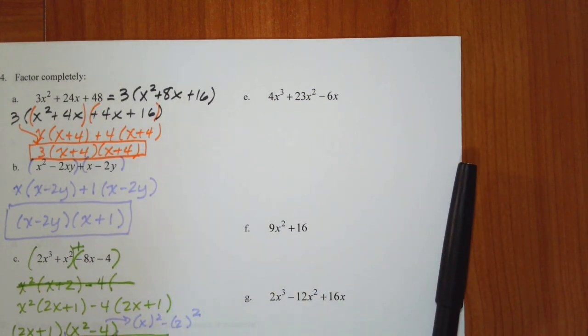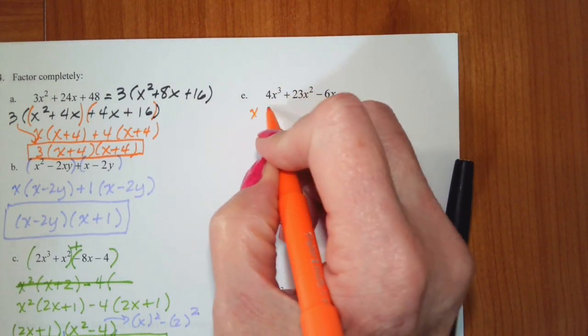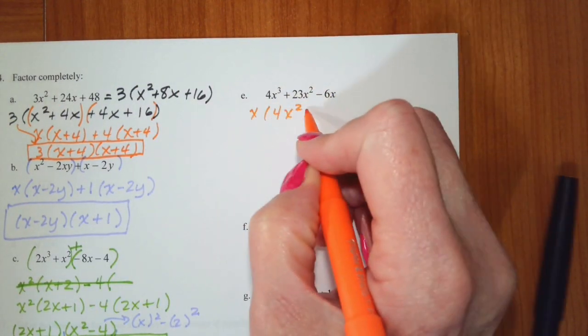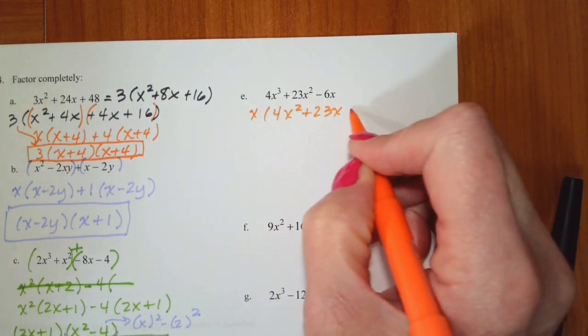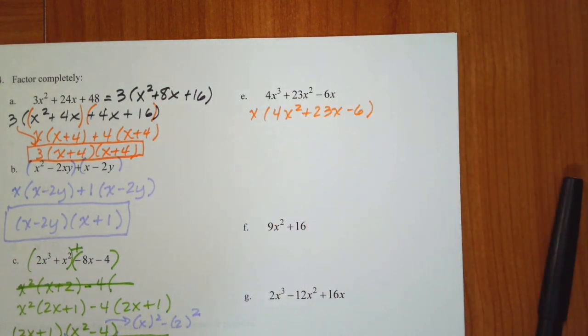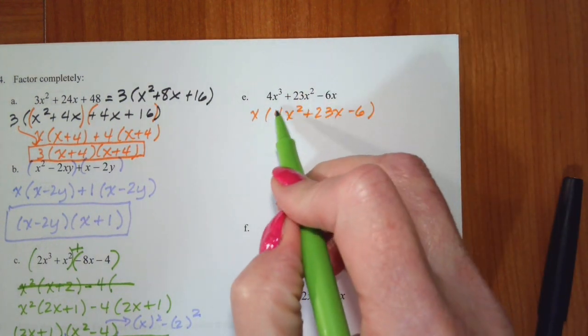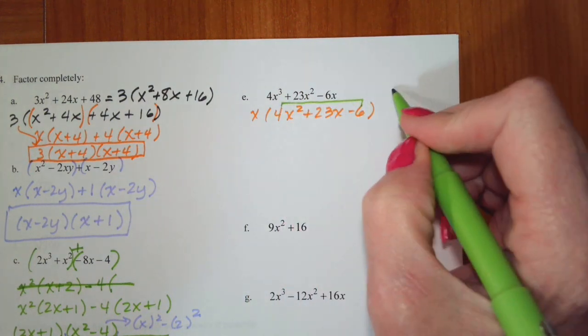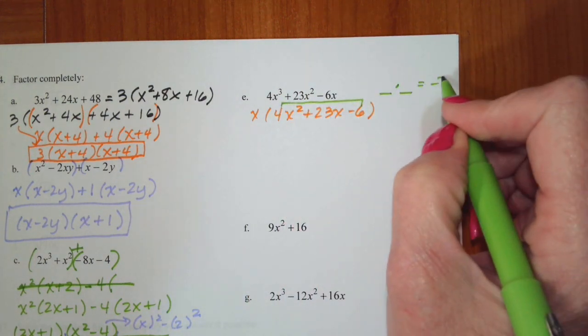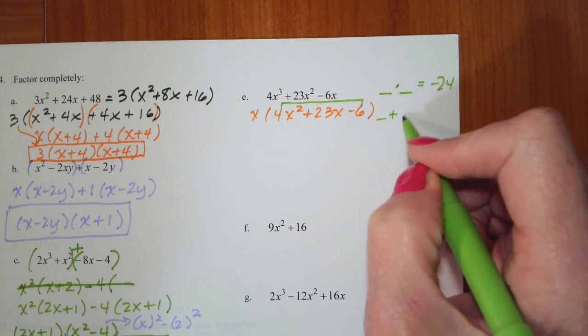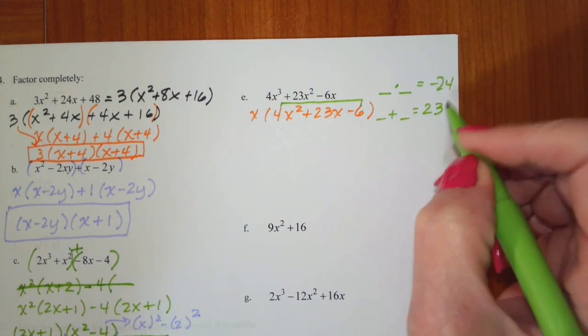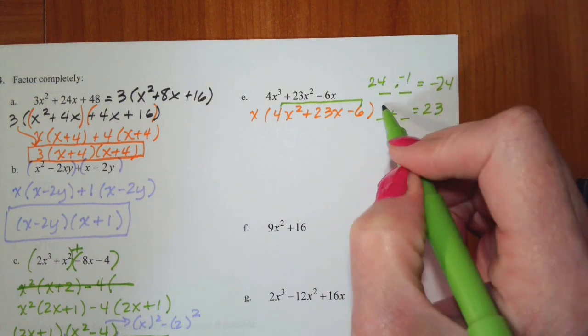Okay, E. There is a greatest common factor of x. So I can factor out an x, and I'm left with 4x squared plus 23x minus 6. Now I'm going to have to factor this. Since I have a leading coefficient other than 1, I'm going to have to multiply these. So I'm looking for 2 numbers whose product is negative 24 and whose sum is 23. And they are 24 and negative 1.